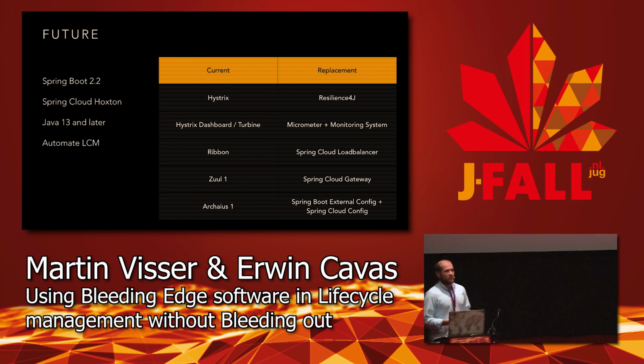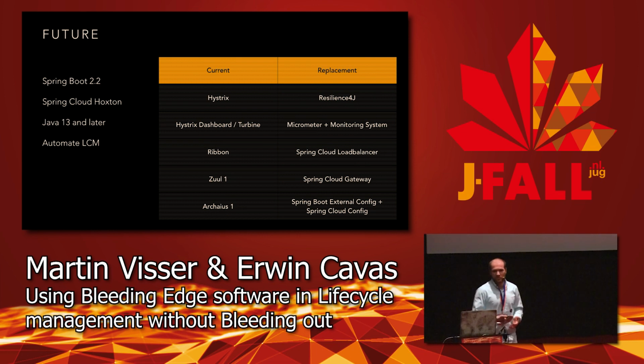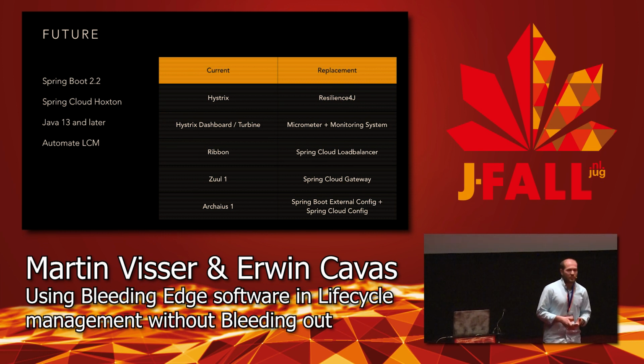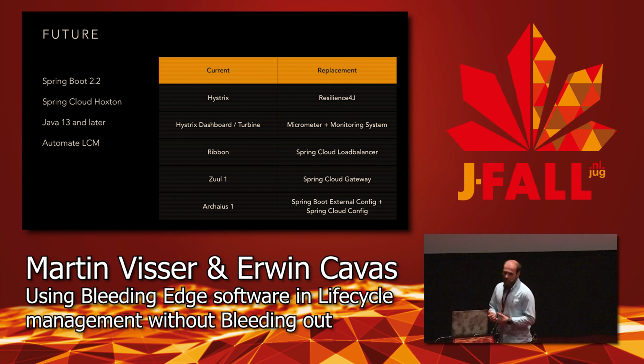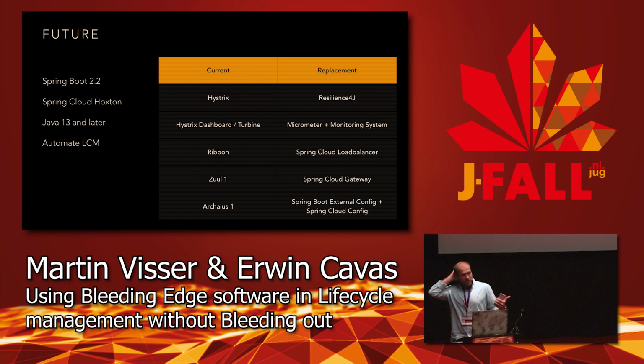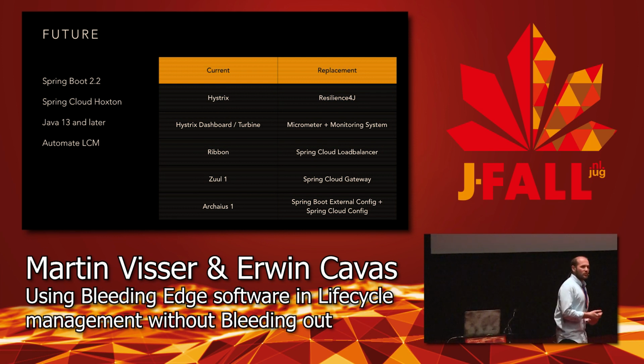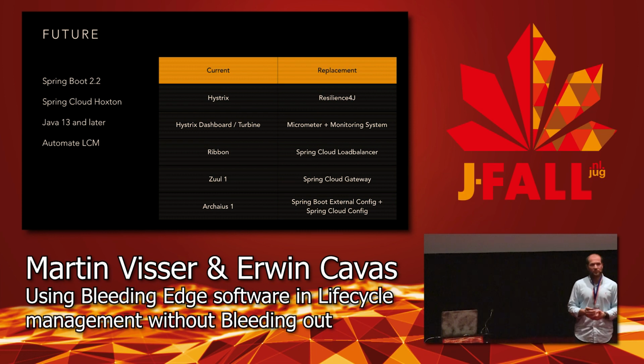Ribbon is still being used, because its replacement, Spring Cloud Load Balancer, is still part of Spring Cloud Hoxton. So the same story applies here. And everybody has witnessed the Zuul 1 to Spring Cloud Gateway migration, which we did some time ago. And the last one, Archaius, we've never directly used, but we do have our configuration externalized in a Git repository, which is served by a config server to our applications.